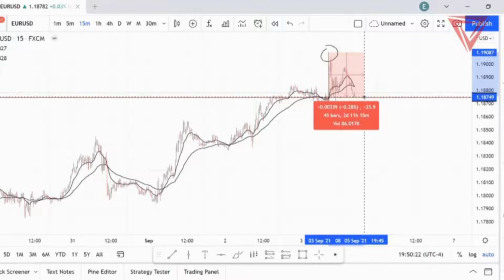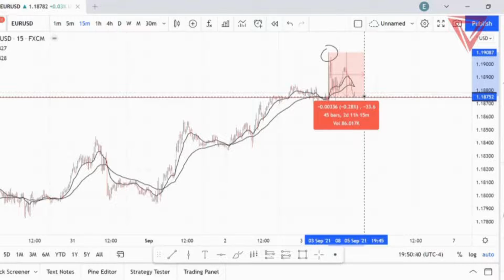The first number, minus 0.00339, right? You see as I move it, it moves, right? That is your number in micropips. And if you don't believe me, you can literally try it for yourself.